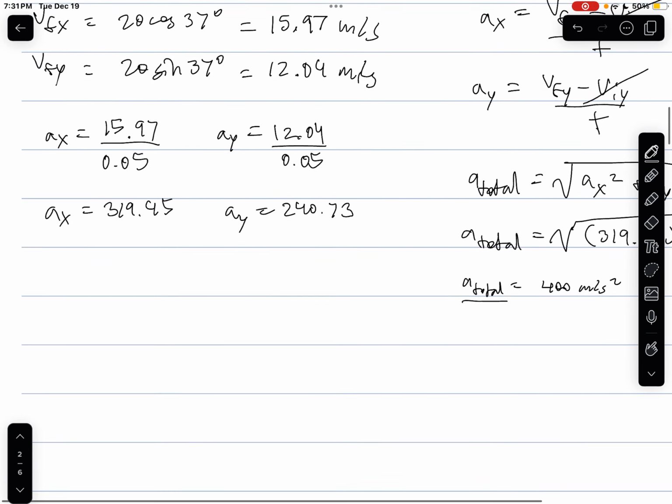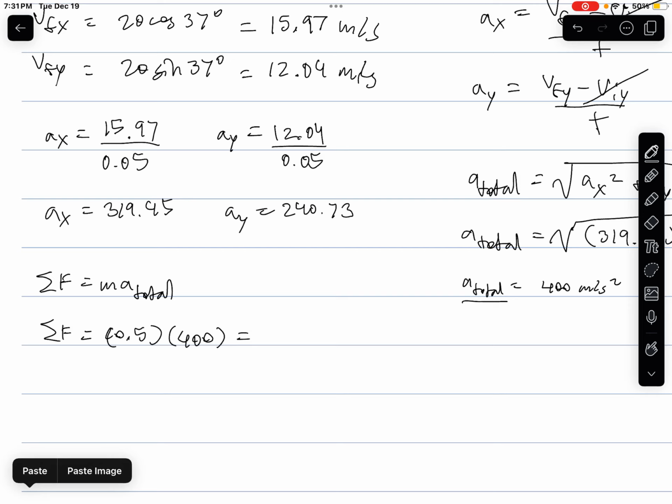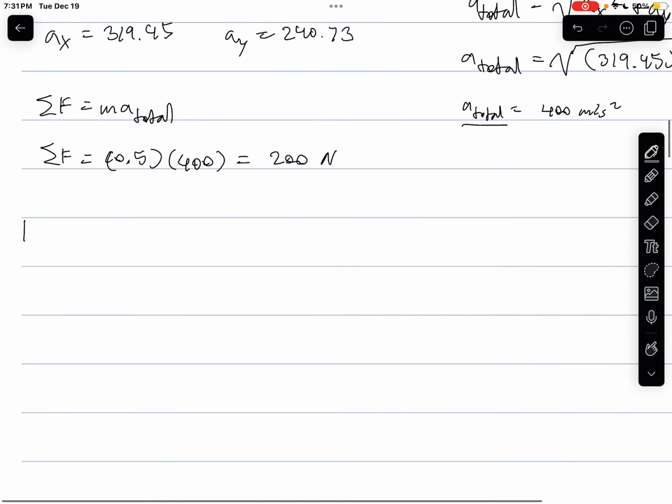Now I can use this a total to find the average net force acting on the ball during the kick, because net force is mass times a total. The mass of the ball is 0.5, and a total is 400. So the magnitude of the average net force exerted on the ball during the kick is going to be 200 Newton.